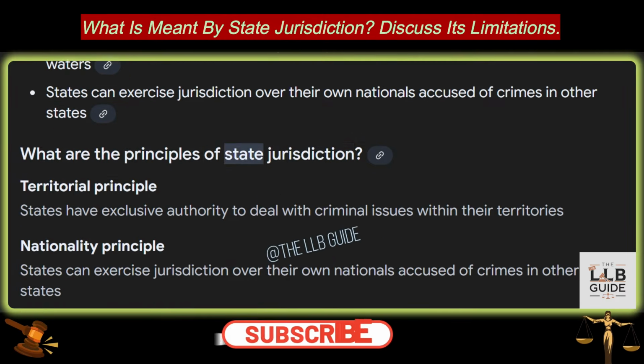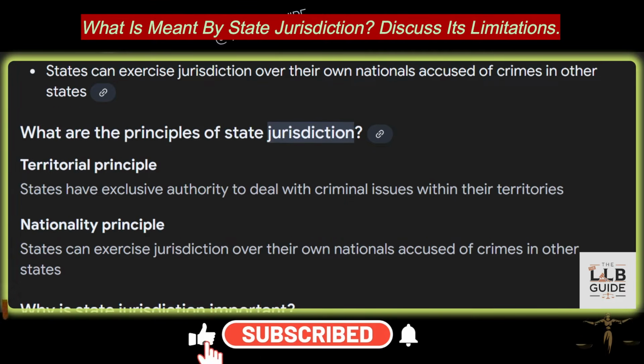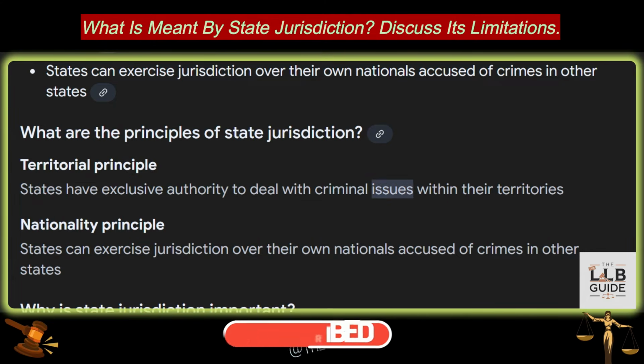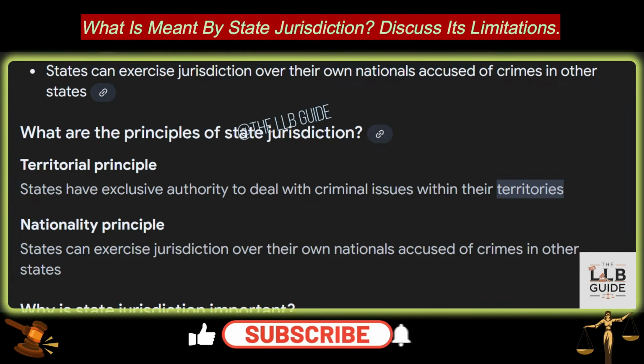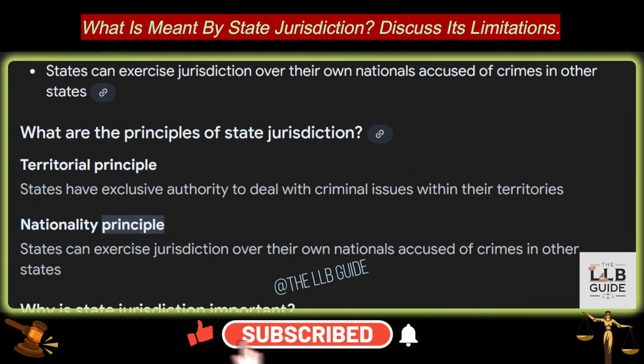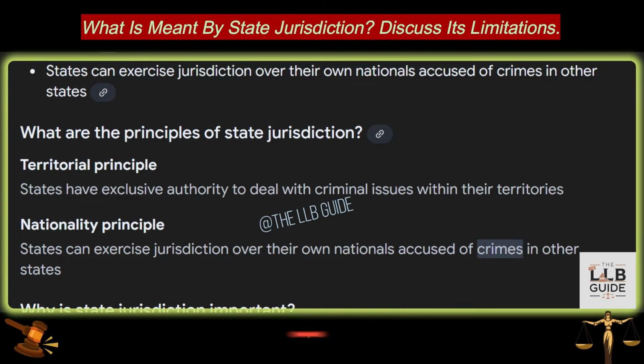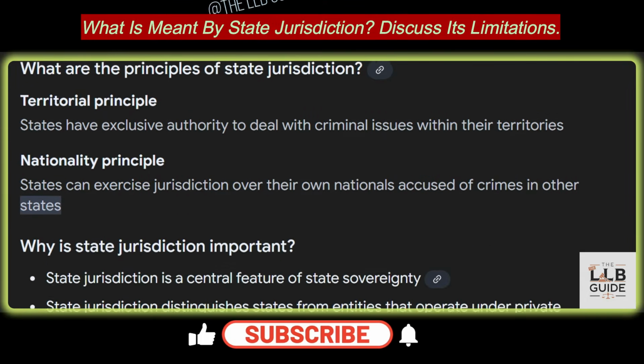What are the principles of state jurisdiction? Territorial Principle. States have exclusive authority to deal with criminal issues within their territories. Nationality Principle. States can exercise jurisdiction over their own nationals accused of crimes in other states.